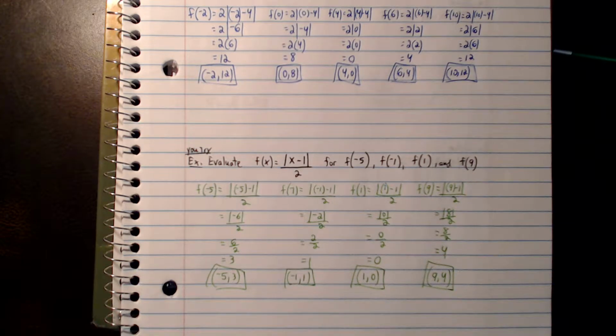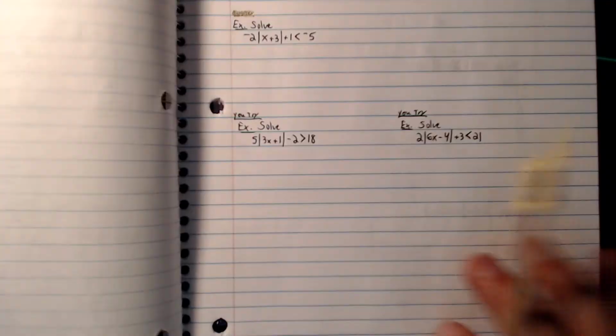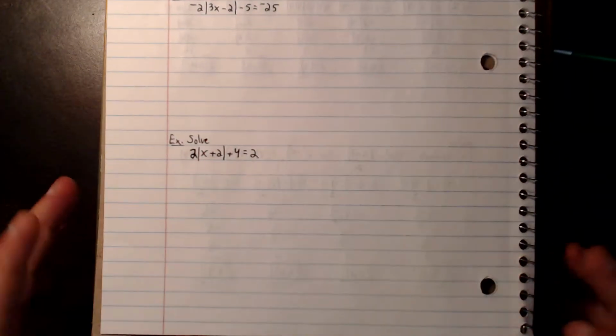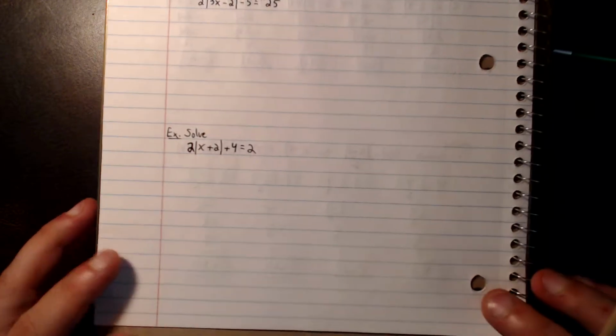So evaluating, not bad. You treat the absolute value brackets as parentheses in the order of operations. When it comes out, you just get rid of any negative, and then you continue to do whatever you need to from there. Now, evaluating, pretty easy. I think solving is a little more interesting because there's some things you got to consider when you're doing this.